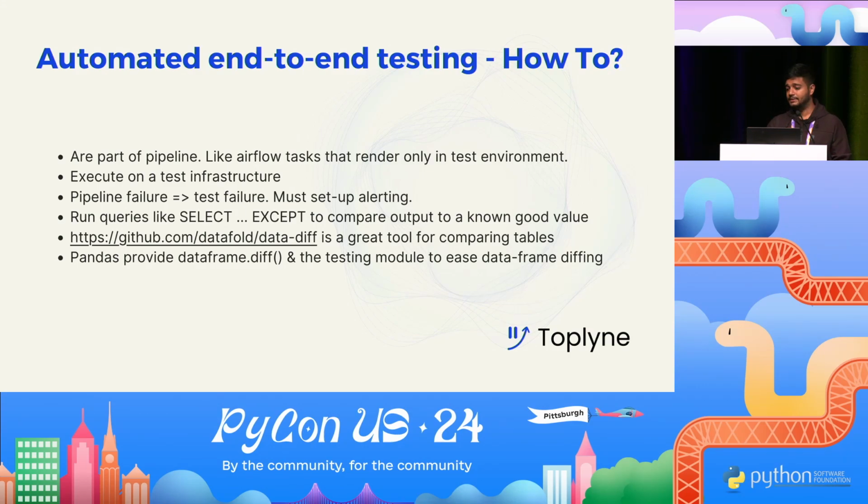Like the idea is basically you take some raw input data, run your pipeline, let it do what it does, like running queries, doing some ETL, compute stuff, and then compare it with some output that you have verified earlier. You can run a select except. There's a nice little library called data diff that I really love. It can help you to compare table outputs to something that you have computed earlier.